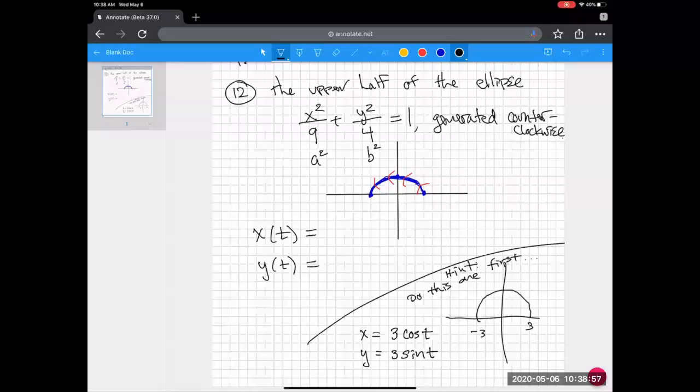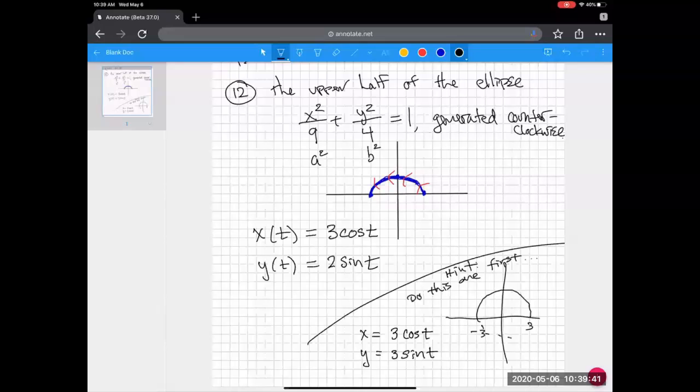So then, since the ellipse is just a modified circle, the difference is just that instead of them both going a direction of 3 away from the origin, in the y direction, you only go 2 away from the origin. So that means that the x value is still determined by 3 cosine t, but now the y variable is 2 sine t. And that's it.